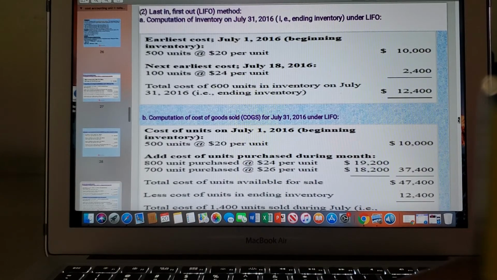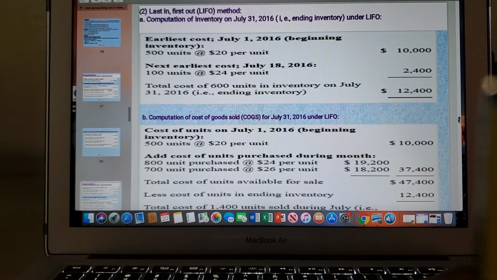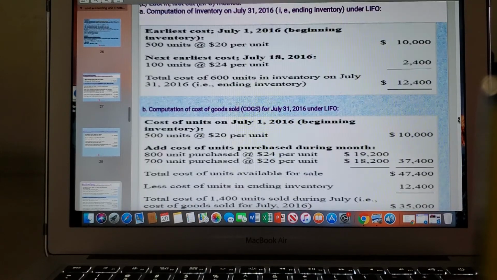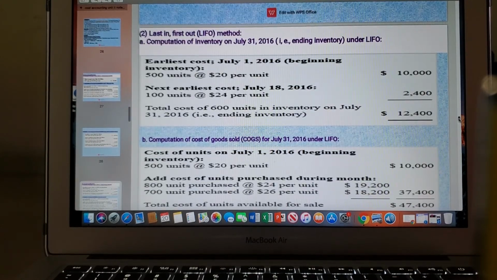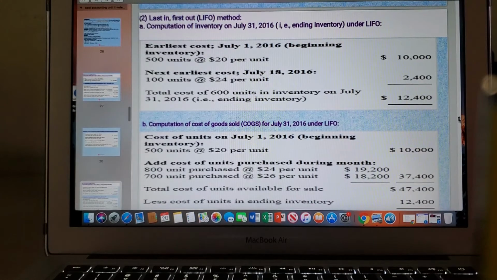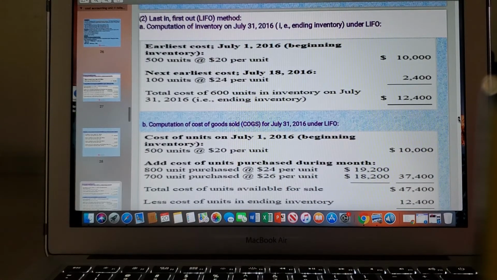Next, we are going to look at solving the problem using the LIFO method, which is, wait a minute, let me just fix the screen a bit for myself, which is the last in first out method.